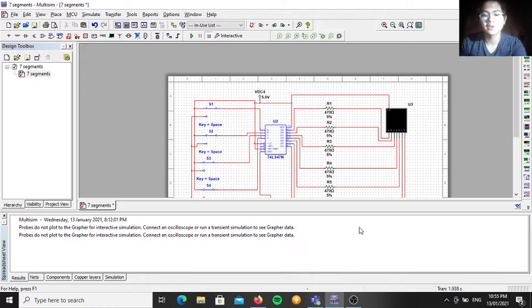So this experiment uses the 74LS47 IC, which is electrically identical to the 74LS247. The main difference of this IC is the LS247 displays the digits 6 and 9 with tails.